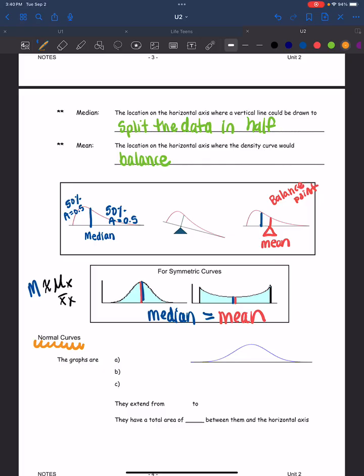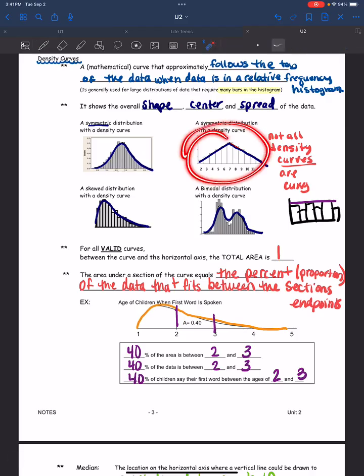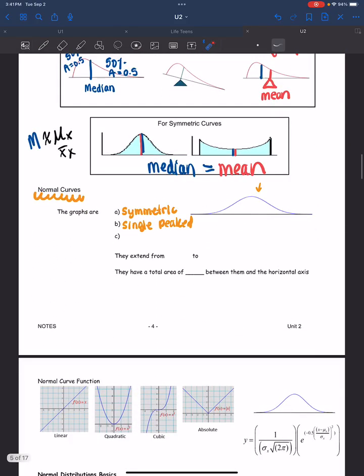So normal curves are special in that they have a couple of attributes. So this right here is a normal curve. One of the things that we should notice about it is that it is a symmetric curve. Not only is it symmetric, we say that it is single peaked. And if you go back up here, this thing is symmetric and single peaked. The other attribute is that it is bell-shaped. So if you have all three of those things happening, you've got a normal curve. It has to be all three.